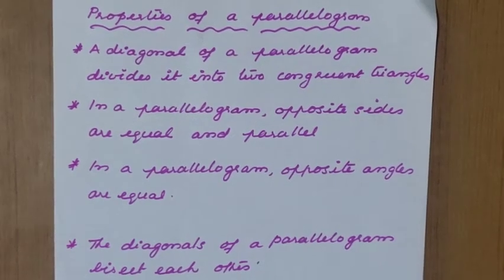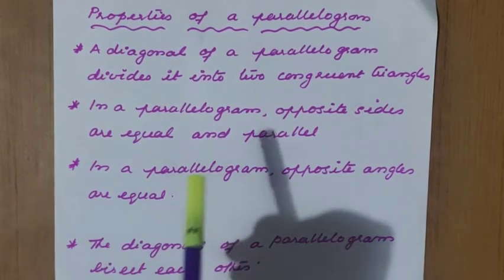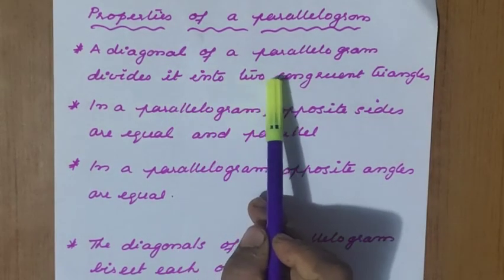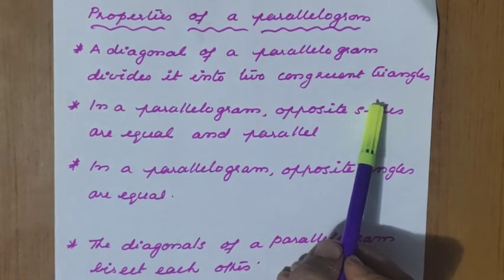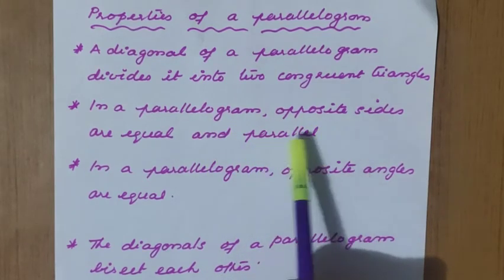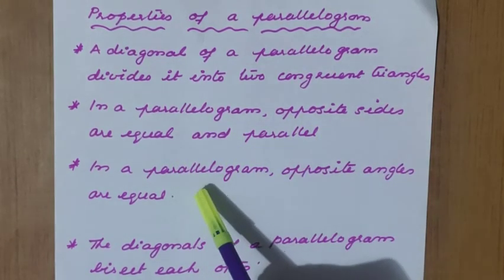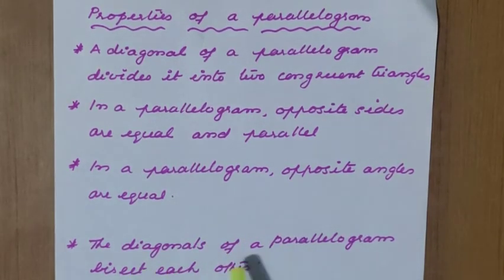Children, Chapter 8 Quadrilateral. Let us revise what we have learned till now. Properties of the parallelogram. What we learned first: a diagonal of a parallelogram divides it into two congruent triangles. Then we learned as a theorem, in a parallelogram, opposite sides are equal and parallel. In a parallelogram, opposite angles are also equal. The diagonals of the parallelogram bisect each other.